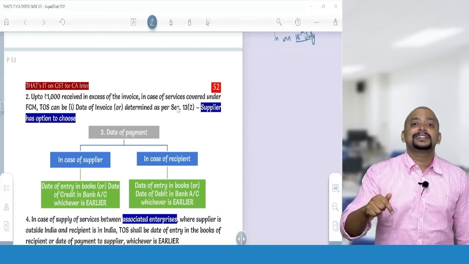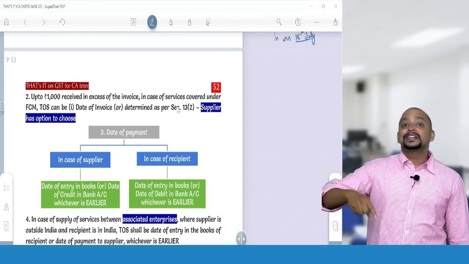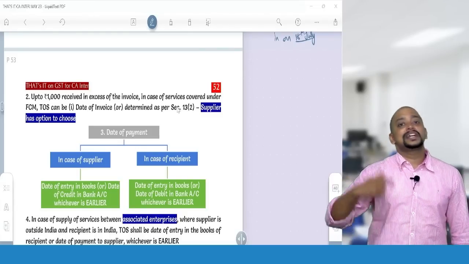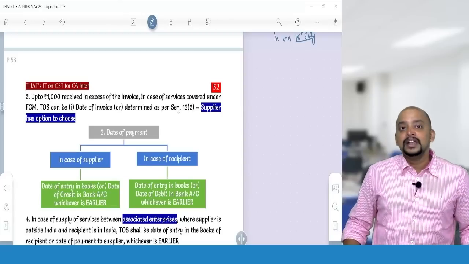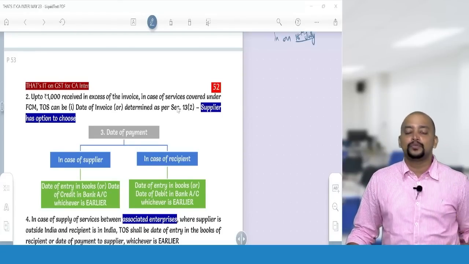So we can tax that excess amount in this month itself, or we have another option also: we can take the date of invoice. For this excess amount, we will be giving the invoice in the next month, so next month will be taken as the time of supply. But this benefit is available only if that excess amount is up to 1000 rupees per invoice.